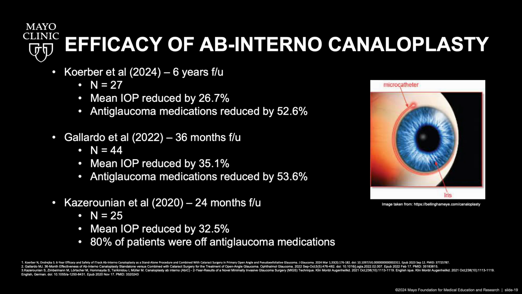So, over the past decade, there have been several studies that have come out evaluating the efficacy of ab-interno canaloplasty. Notably, Korber and others, with 6 years of follow-up data with 27 eyes, have noted a mean intraocular pressure reduction of about 26.7%. For reference, surgical success is often defined as an intraocular pressure reduction of 20% or greater.